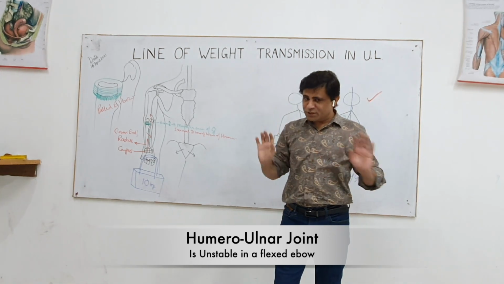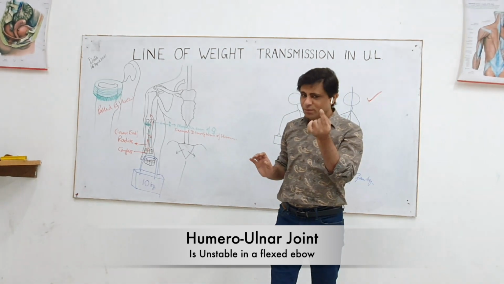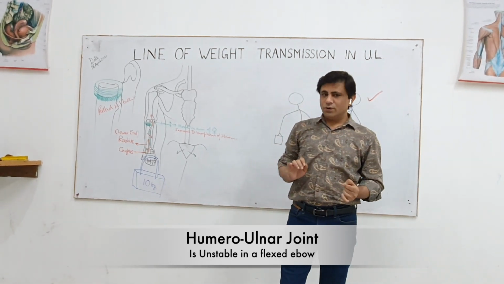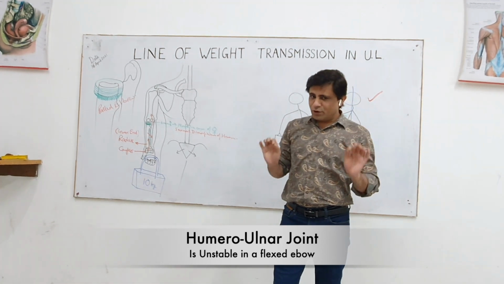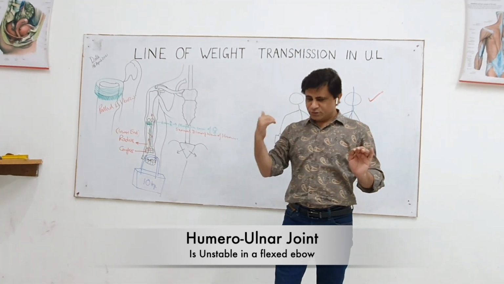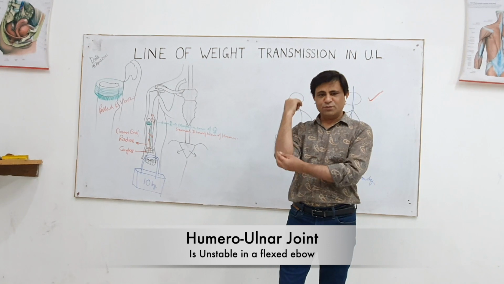Because now what prevents posterior dislocation of the ulna is a smaller bony process that's called the coronoid process. So if the coronoid process of the ulna breaks, your ulna moves out posteriorly.